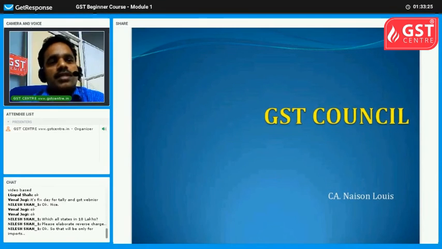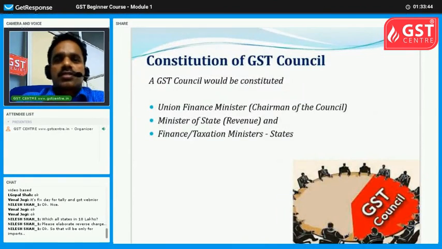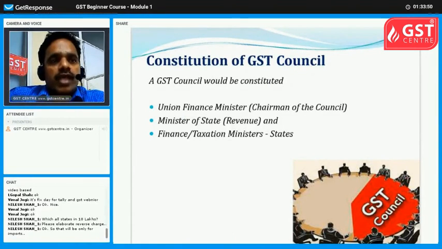GST Council is a very important factor in the GST mechanism, because the GST Council is taking various decisions. So we will understand what is the meaning of GST Council. A GST Council will be constituted, and the members are the Union Finance Minister, who will be the chairman of the council, the Minister of State for Revenue, and various finance or taxation ministers representing each state. So there will be a GST Council, and they will be discussing the issues and taking various decisions.